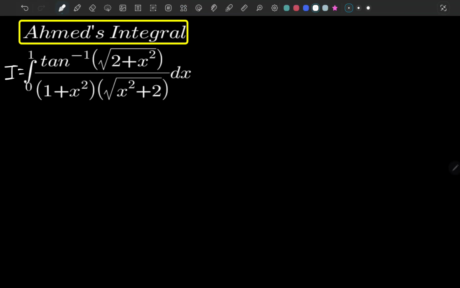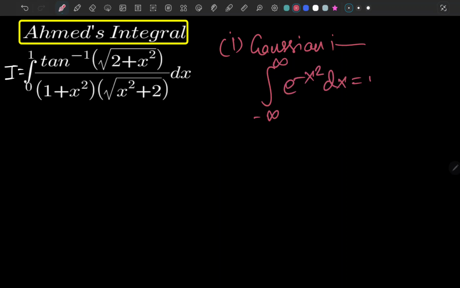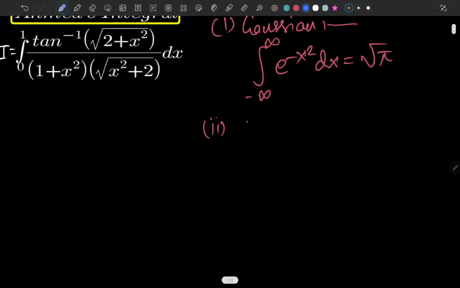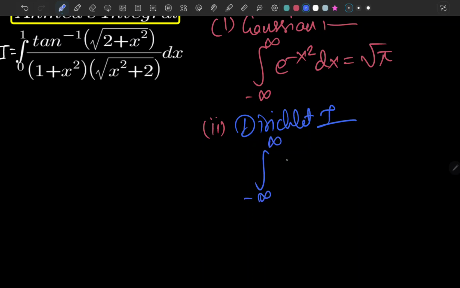Let me take some more integrals like that. First one could be the Gaussian integral, the classic integral, and that says the integral from negative infinity to positive infinity of e to the negative x squared dx evaluates to square root of pi. And the second one is the Dirichlet integral, on which I have made a video, so you can check that out if you want. The integral from negative infinity to positive infinity of sine x over x dx evaluates to pi.